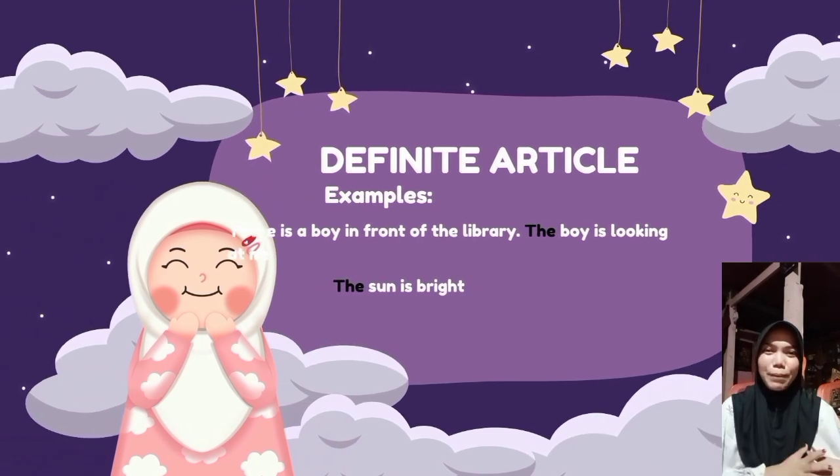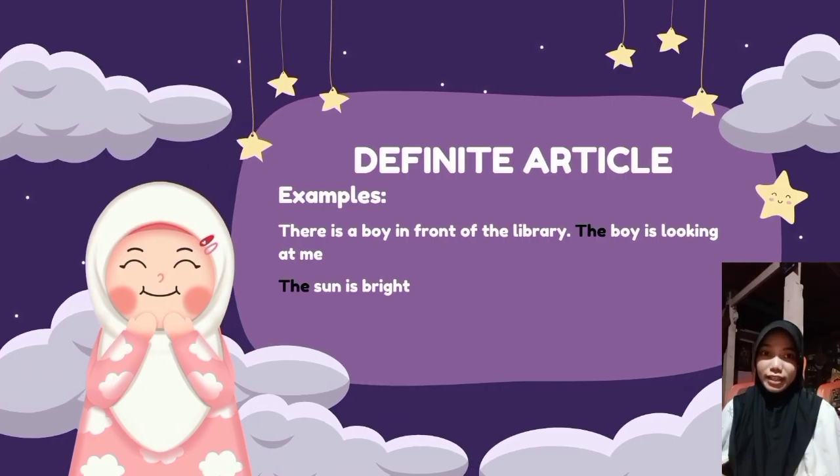The second example is the sun is bright. Even though there is no previous sentence explaining about sun, because the word sun is clearly known by many people, the use of the before the noun sun is necessary to signify something that is clearly intended.